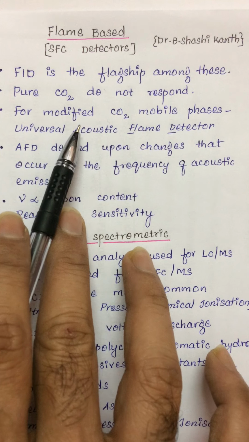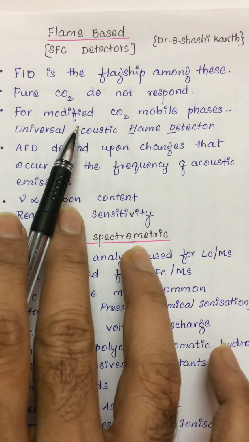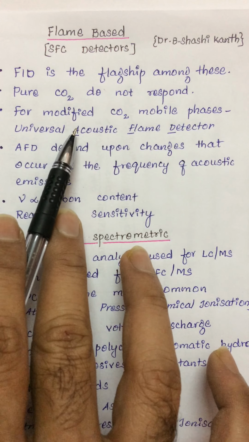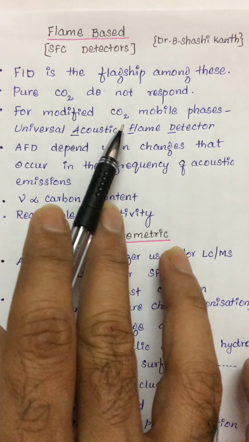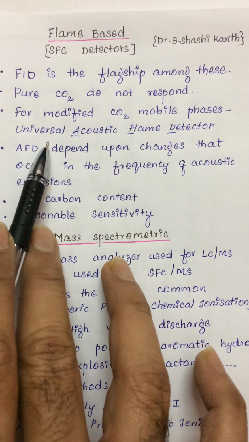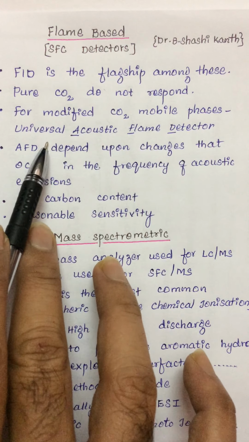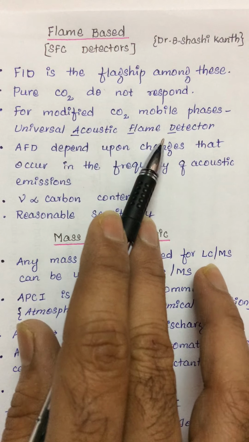But depending on the solute components to be eluted, there are some modified mobile phases also, where modifiers or co-solvents and additives are added. For such modified carbon dioxide mobile phases, there is a novel flame-based detector. We call it the AFD. AFD refers to the Universal Acoustic Flame Detector.